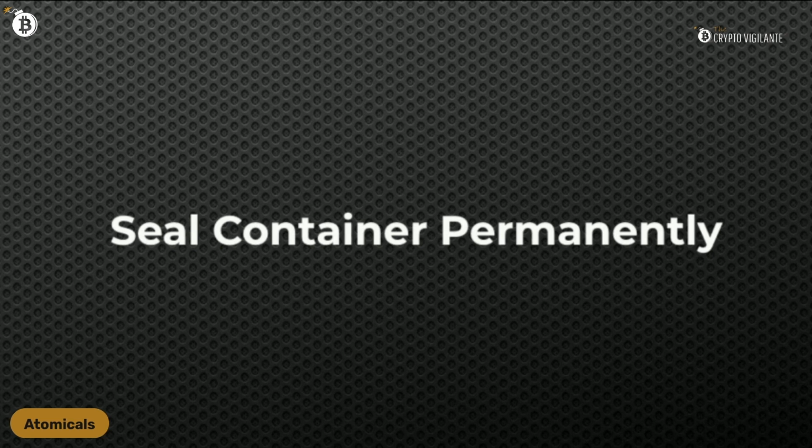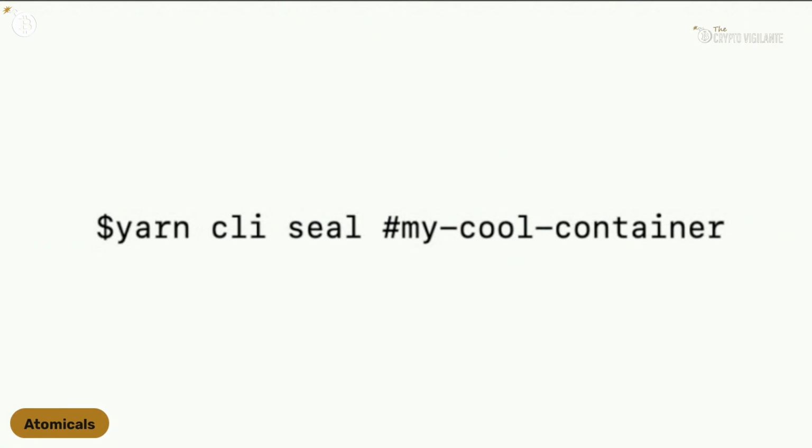And finally, we can seal a container permanently. We just use yarn-cli seal, and it gives you warnings, and it requires you to type, yes, please seal permanently, or at least it says seal permanently. Because if you use this, the container is locked forever. It effectively becomes unowned, and the latest snapshot will be there forever, immortalized on Bitcoin.